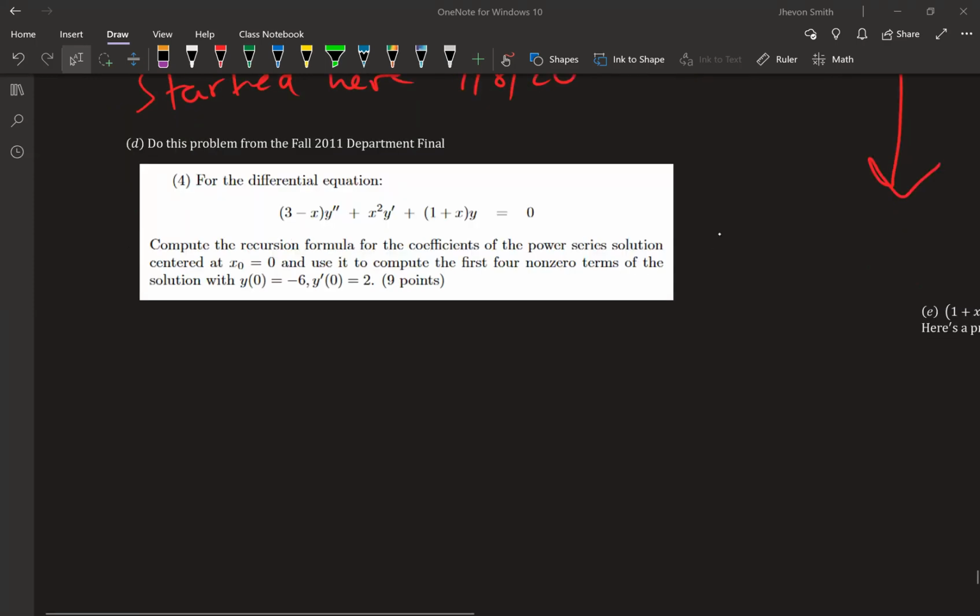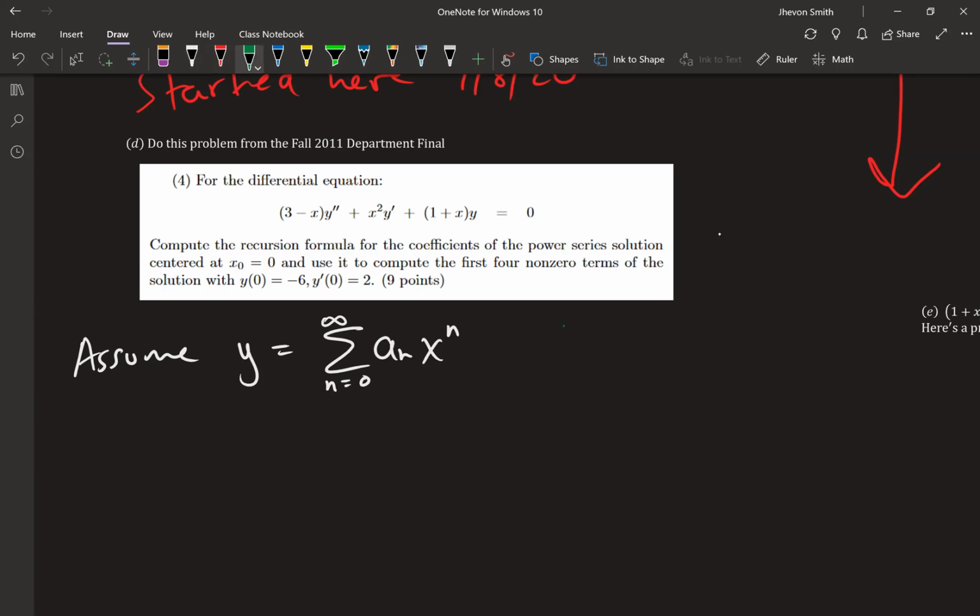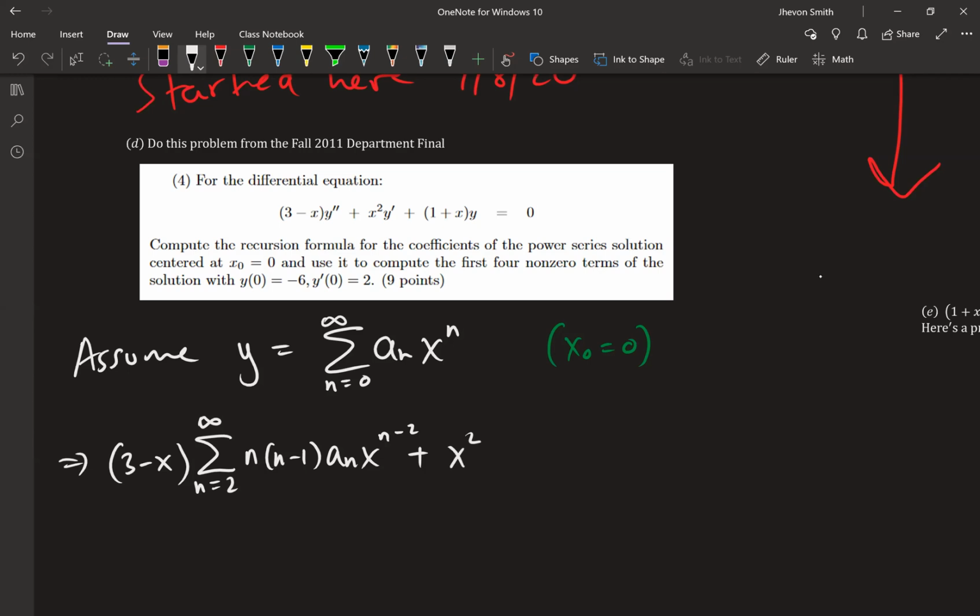So the first thing is we assume y looks like a power series solution centered at x naught equals 0. So this is the sum of a_n x^n because our x naught equals 0. Now this means we can plug it into the ODE, right? So the ODE was (3 minus x) times the series of the second derivative, n(n minus 1) a_n x^(n minus 2), plus x squared times the series of the first derivative, n a_n x^(n minus 1), plus (1 plus x) times the original assumed series.